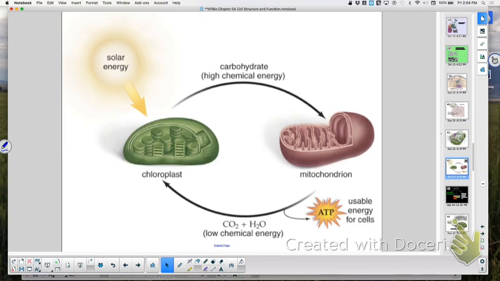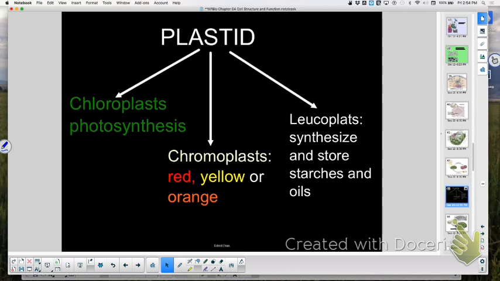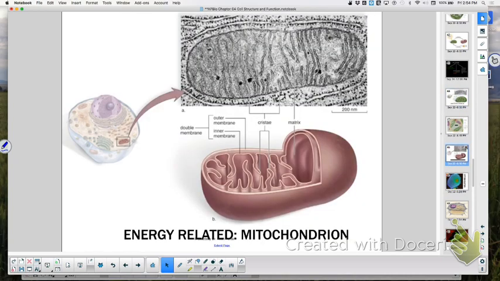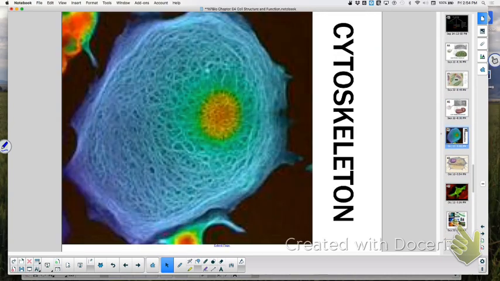Okay? But chloroplasts in particular are part of a bigger group called what? Plastids. And more specifically a chromoplast, which means it has what on it? Color. But it is green. Other ones could be used to store starches and oils. Hey, look, there's a chloroplast. Yay, look, there's mitochondria.